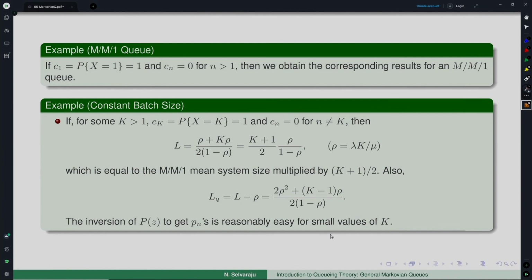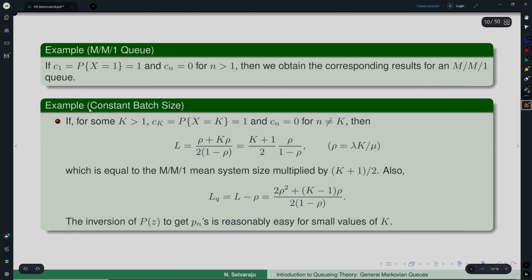Now, with this in mind, let us look at some simple examples. As we said, if C1 equals 1, meaning that only one batch of size 1 customer arrives and all other CNs are 0, then you obtain from this result itself the corresponding results for the MM1 model, which you can verify to confirm that this is actually the case here.